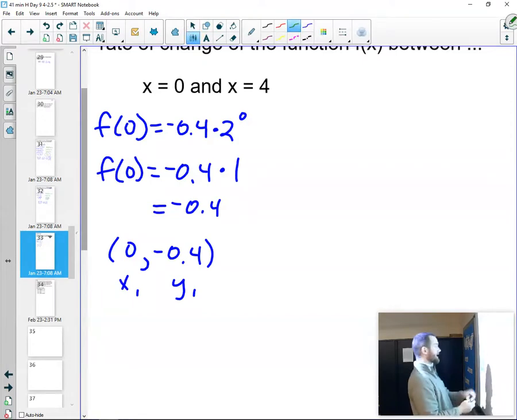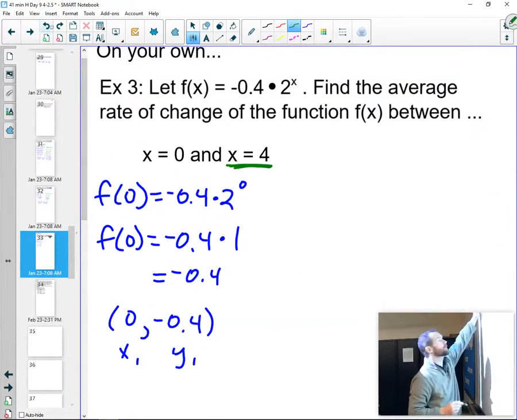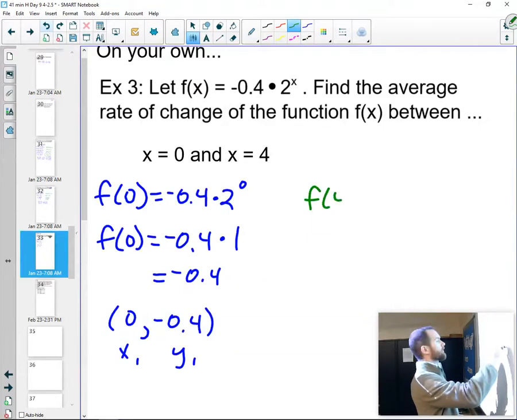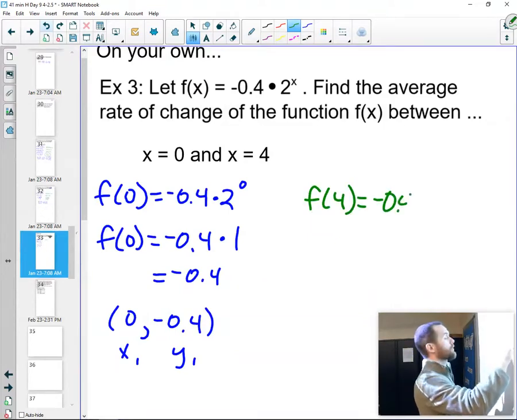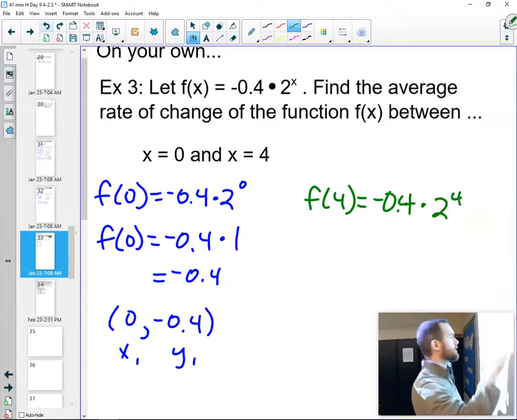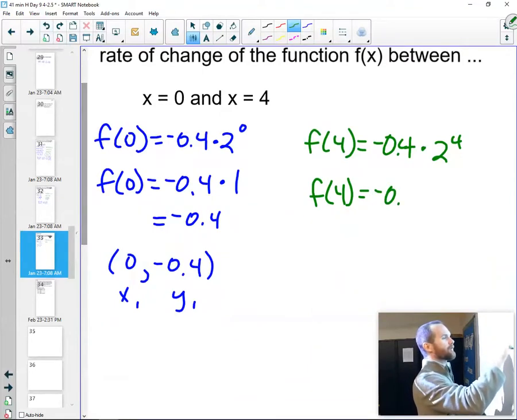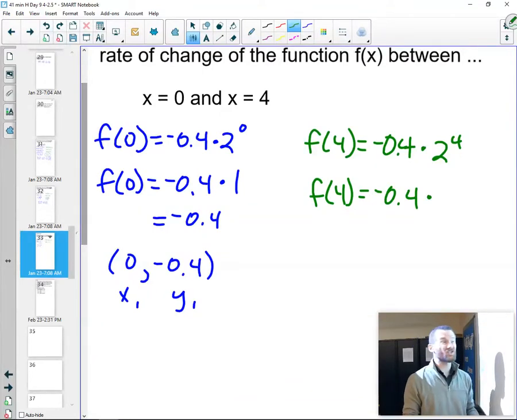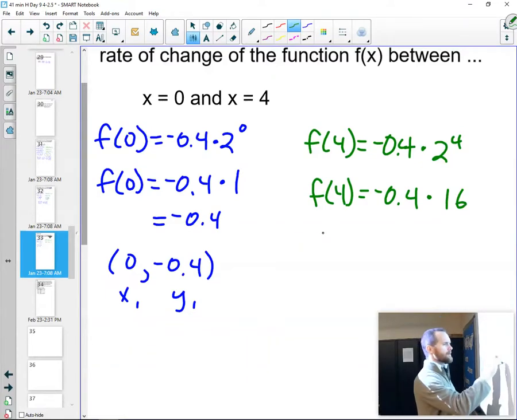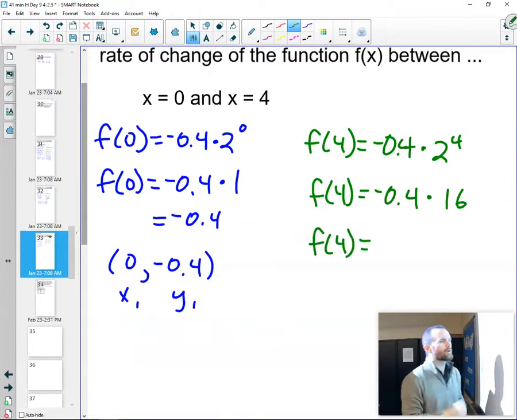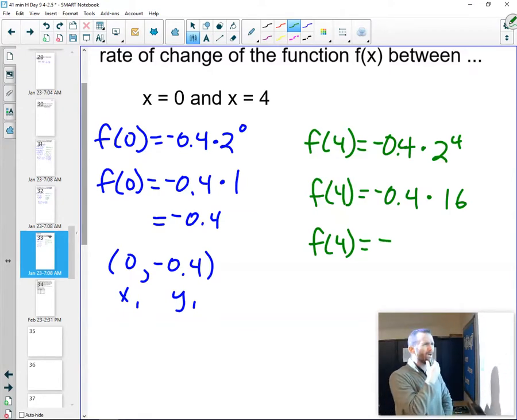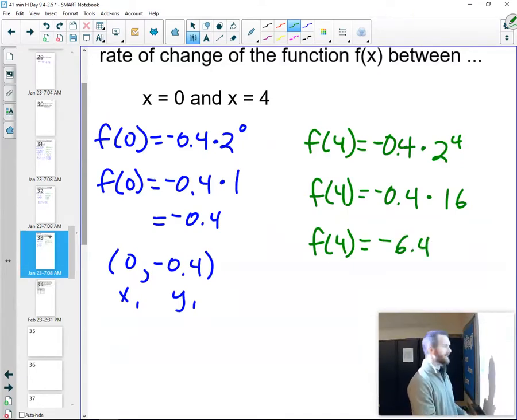And we do the same thing to find x2 and y2, but this time we substitute in x equals 4. That becomes f of 4 equals negative 0.4 times 2 to the 4th power. Let's see if I can do this in my head without making a mistake. 2 to the 4th power is just 16. That's just 2 multiplied by itself 4 times. Then f of 4 equals, let's see, it's definitely going to be negative. 0.4 times 10 is 4. 0.4 times 6 is 2.4. So that would be a negative 6.4 if I'm doing that correctly in my head. I think I am. I forgot to put f of 0. Put that there.